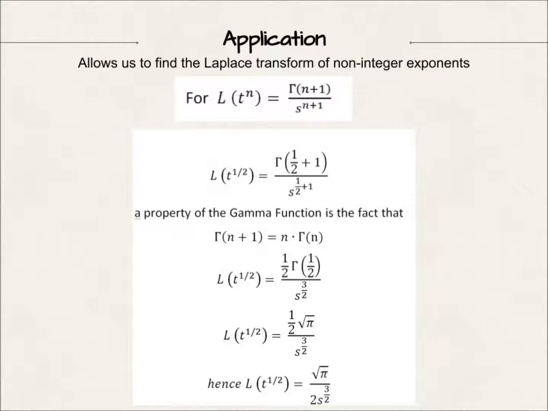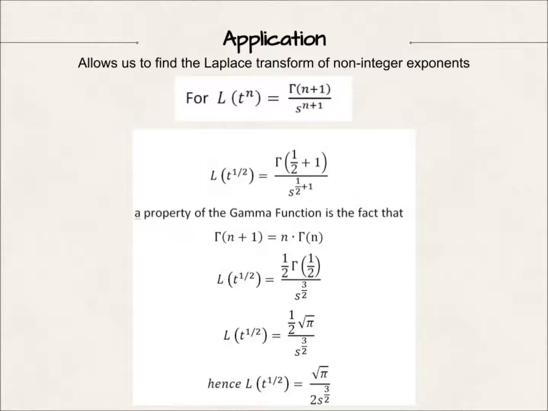A very important use of the gamma function is with the Laplace transform when solving for t^n, where n is not a whole number. Here, the Laplace transform of t^n can be rewritten in the form of the gamma function, where alpha equals n plus 1, as gamma of (n plus 1) divided by s^(n plus 1).